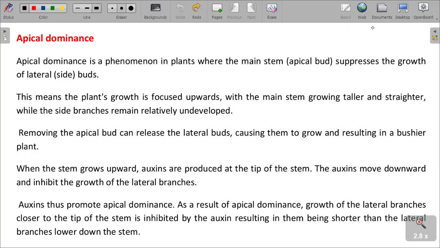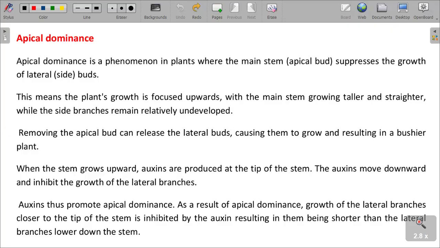Today, still under plant growth hormones, there is one key concept that I think is very necessary for us to talk about: apical dominance. It's one of the key subject areas, and we're going to quickly talk about it right now, and then we will have covered enough on plant response to the environment.